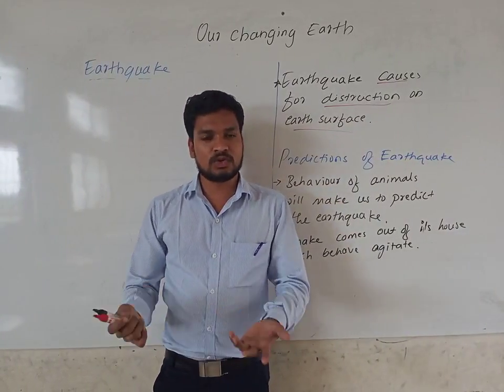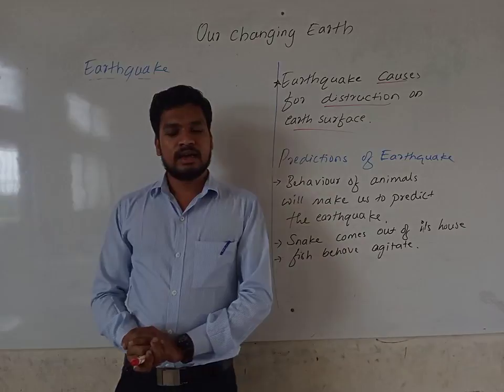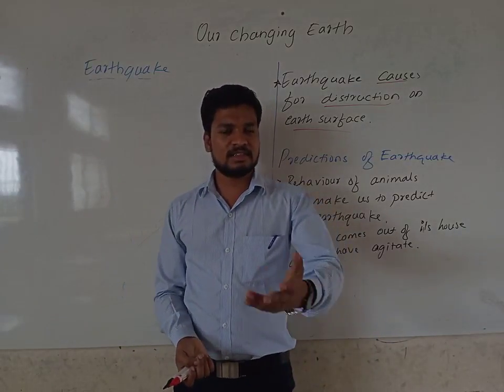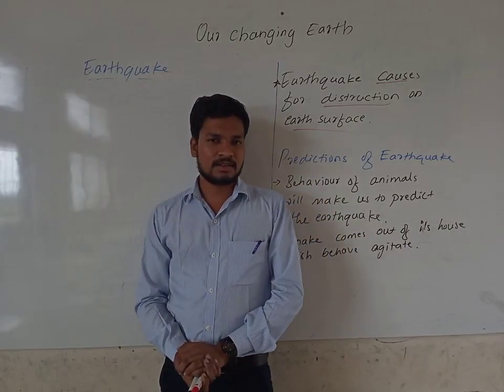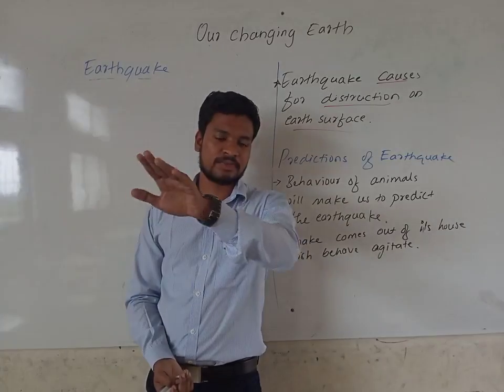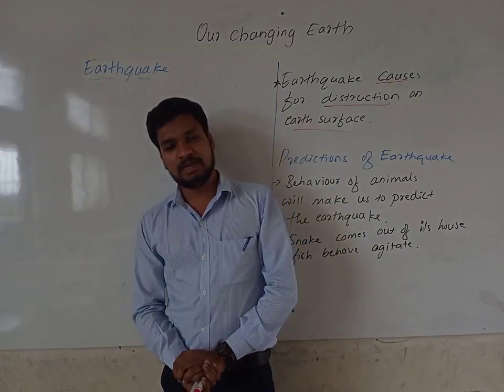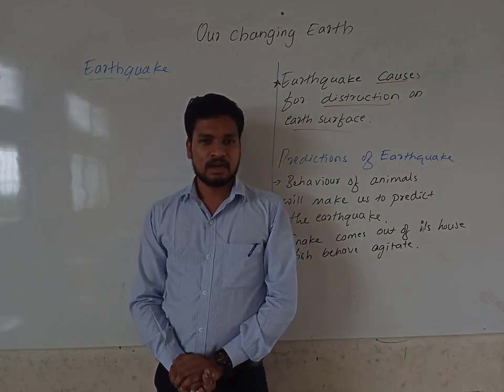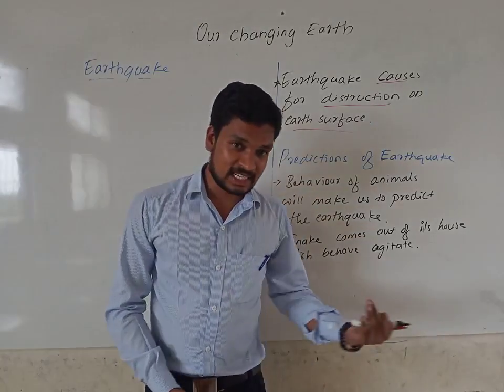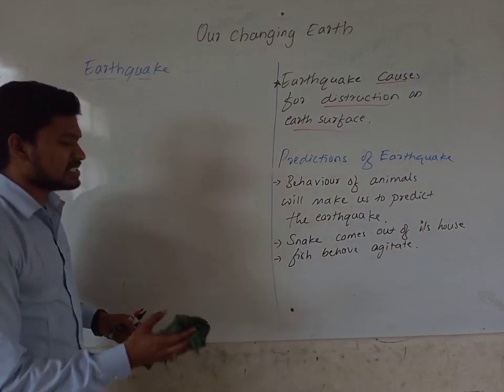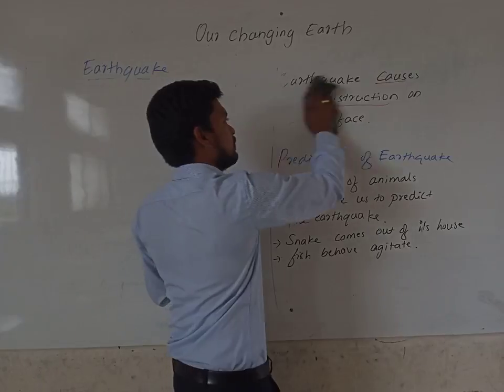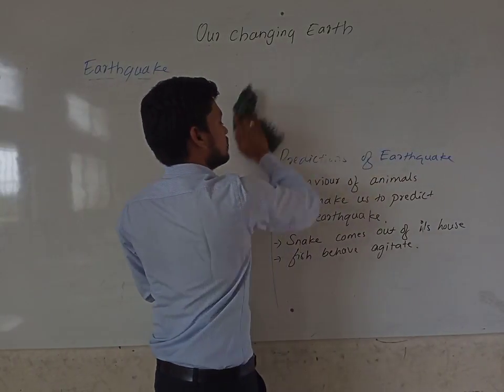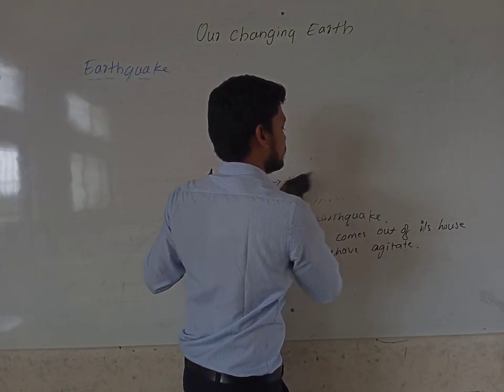The things we should not do, like I told: we should not stand under a tree, electrical pillars, or near buildings. So that's about an earthquake. The endogenic force makes changes on the earth's surface. Many destructions happen on the earth's surface because of this earthquake.